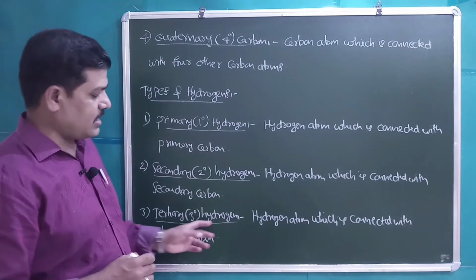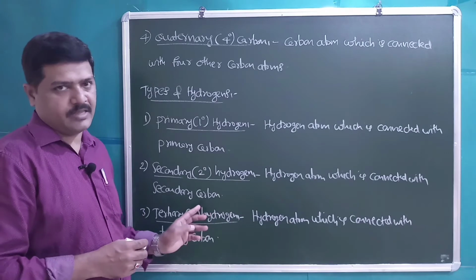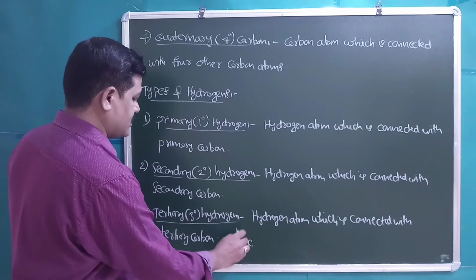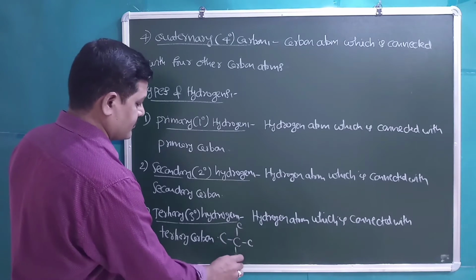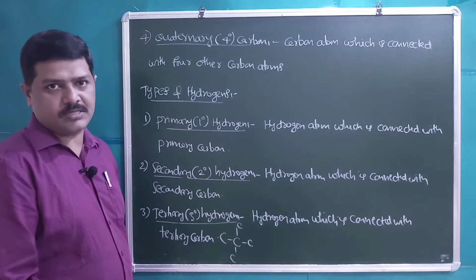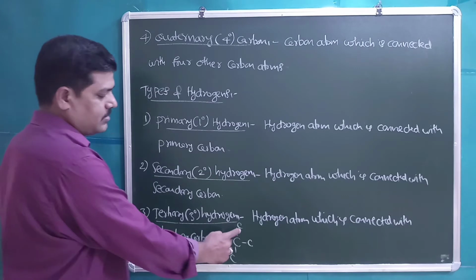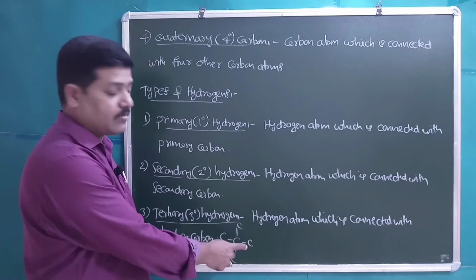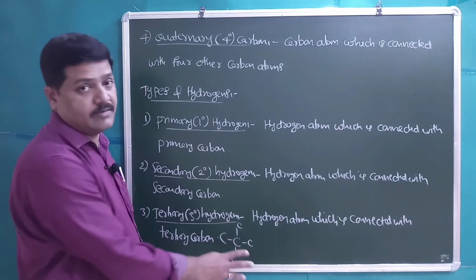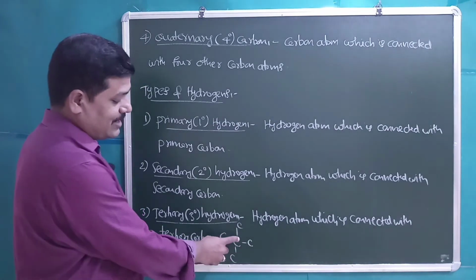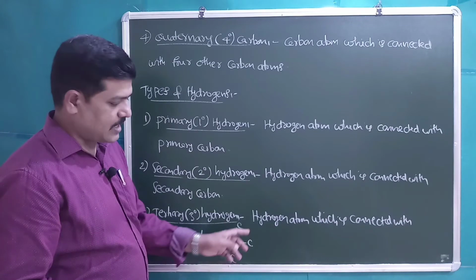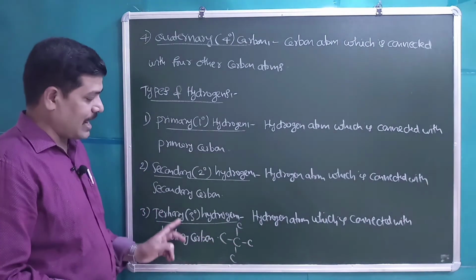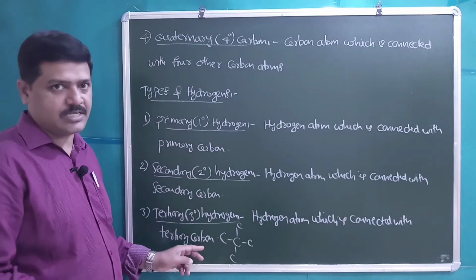Students, quaternary hydrogen is not possible. When the carbon is attached with 4 other carbons, that is called a quaternary carbon. Carbon valence, we know, is 4. When it is connected with 4 other carbon atoms, there is no possibility of this quaternary carbon being connected with hydrogen. So in organic compounds, 4 different types of carbons are possible: primary, secondary, tertiary, quaternary. But only 3 types of hydrogens are possible.